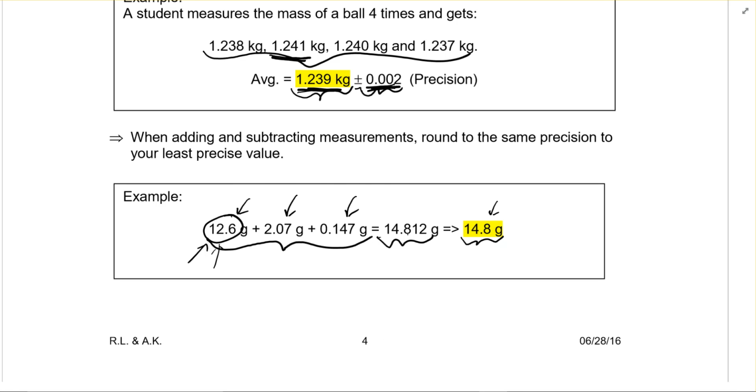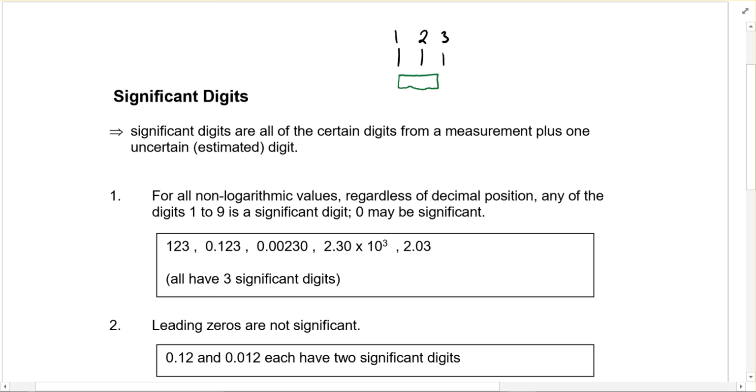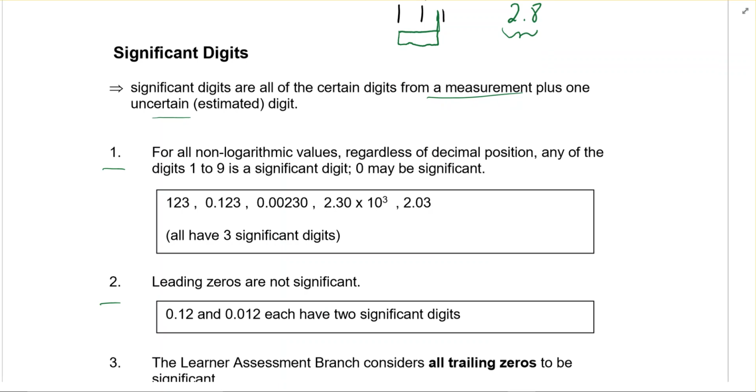All right. So looking at significant digits now, significant digits are all of the certain digits from a measurement plus one uncertain estimated digit. What I mean by that is if we were able to measure this green thing I've drawn up here, and our scale was the one we have above, I'd say this was 2, and then I'd say 2.8, right? I'm kind of estimating at that point. So it'd be 2.8. And in this case, I would say I have two significant digits.